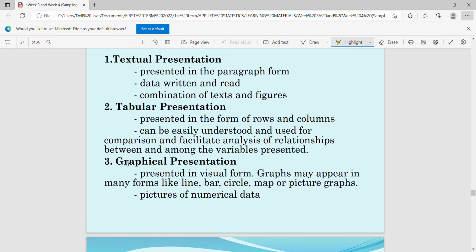Next is the graphical presentation. This is a way of presenting data in visual form. Graphs may appear in many forms, like line, bar, circle, map, or picture graphs, a picture of numerical data. Some researchers use this graphical presentation. Ilang himuan og picture graph or pie graph ang ilang na-gathered nga data.